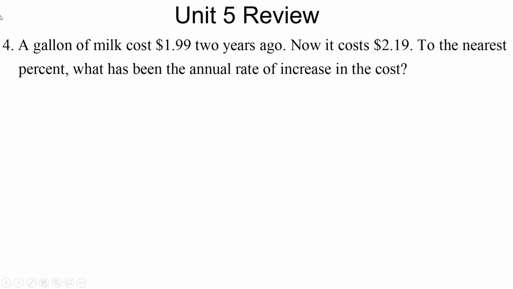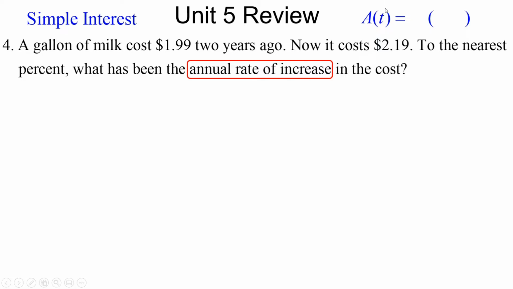Number 4. A gallon of milk costs $1.99 2 years ago. Now it costs $2.19. To the nearest percent, don't forget that, round our answer to the nearest percent, what has been the annual rate of increase in the cost? So annual rate of increase, that tells me again, we're only compounding once per year. All right, and a little review of that.